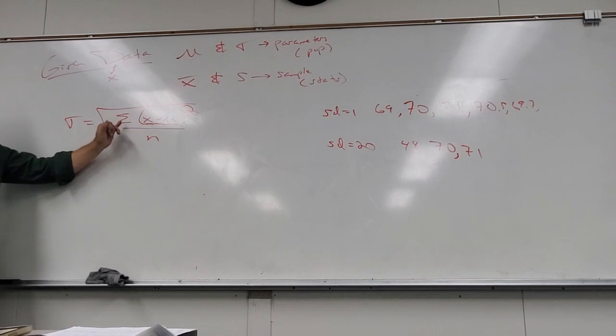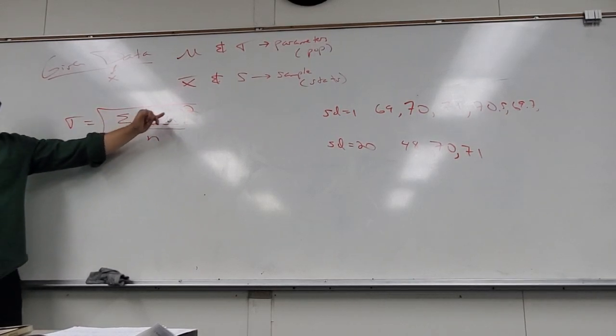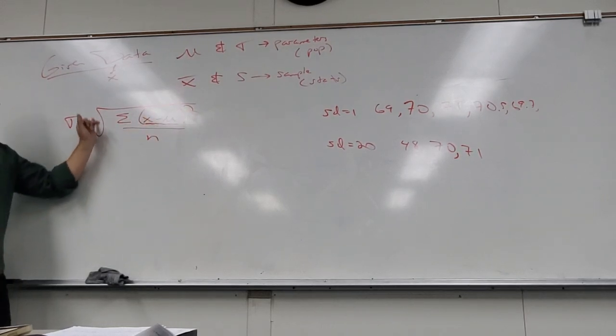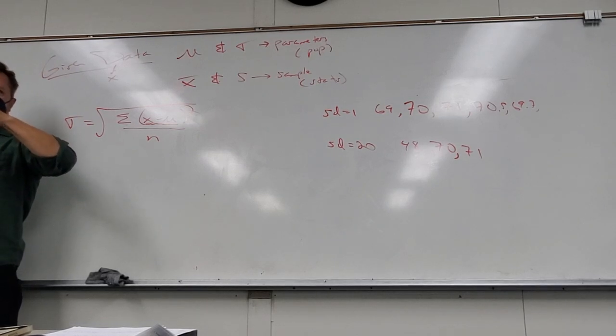So what does this do? I see the sum of something over n. So this is the average squared distance from the mean. So when I square root it, I get the average distance from the mean. Okay.